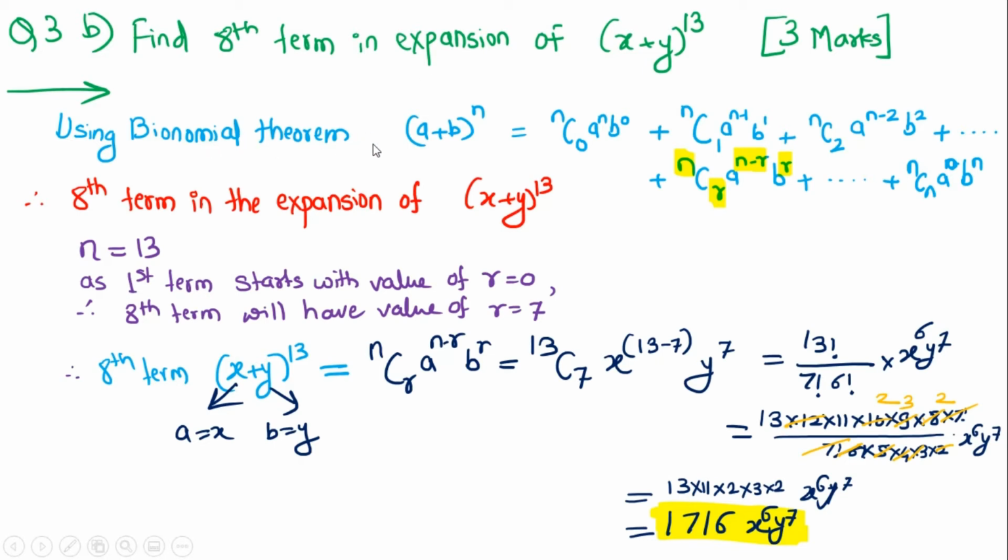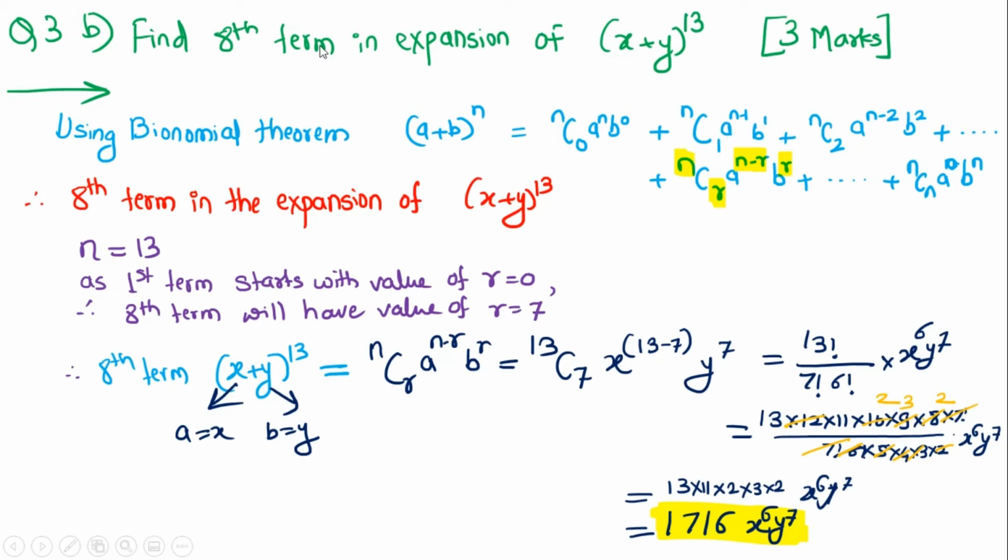Now the binomial theorem is of this kind: a plus b raised to n. This can be expanded as the summation of n combination r, a to the power n minus r, b to the power r, where the value of r starts from 0 to n. Now if we put all of these values for r as 0, 1, 2, 3 up to n, we get the formula, which is this.